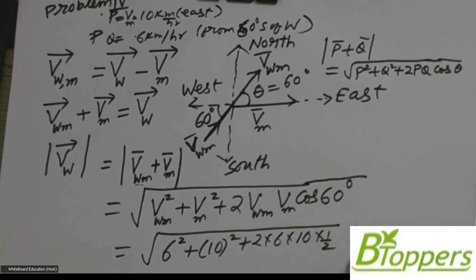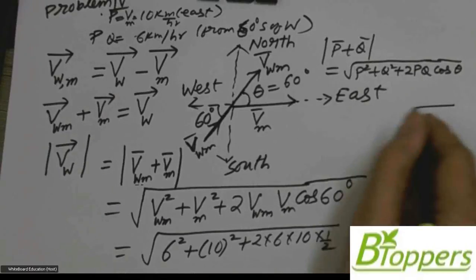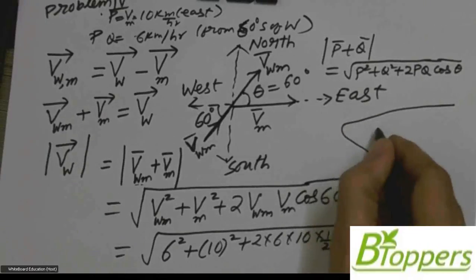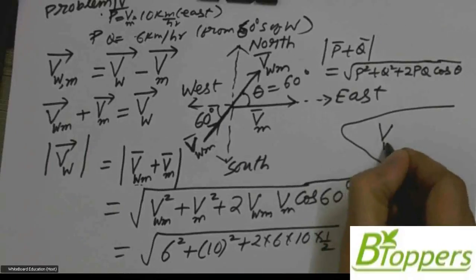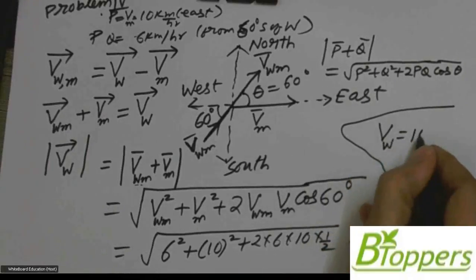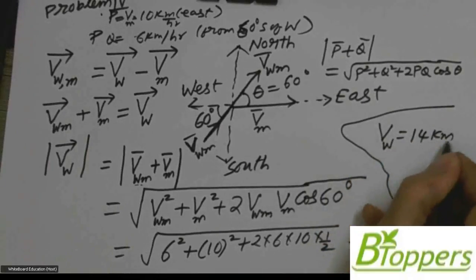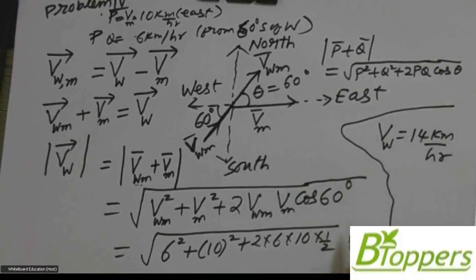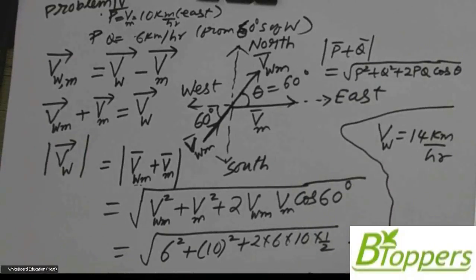Cos 60 degrees is 1 by 2. You can simplify this yourself. So you get the answer: the magnitude of the actual velocity of the wind is 14 km per hour. If you want to copy the solution of the problem, you can take a pause and copy the solution of the problem.